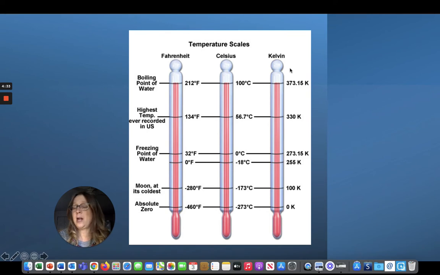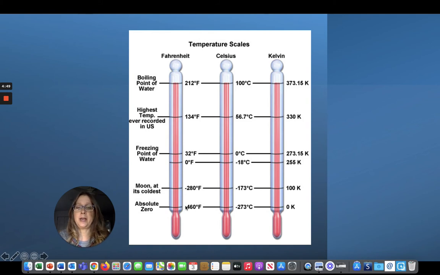Now let's look at the Kelvin scale. The Kelvin scale says absolute zero is zero. There is no negative Kelvin. What does that correspond to on the Celsius scale? Minus 273. On the Fahrenheit scale, 460.